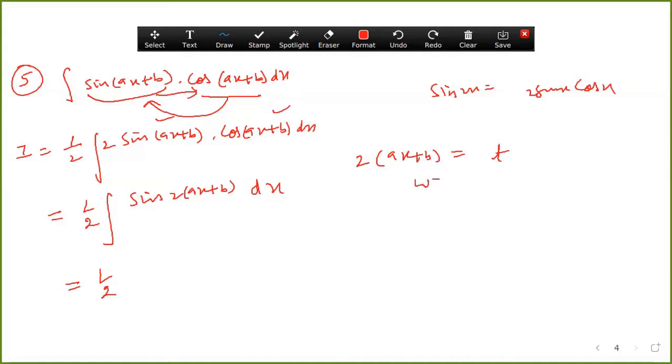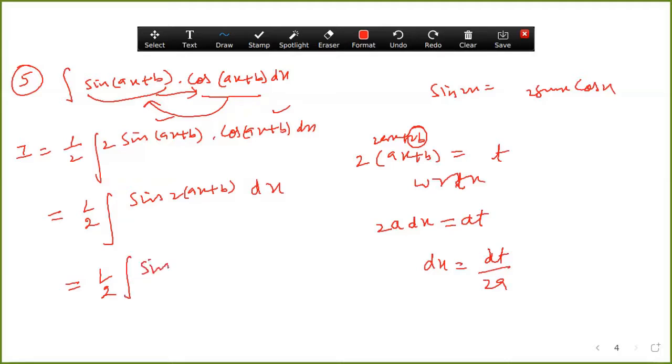Now differentiate with respect to x. What will you get? 2 as it is, a is there, that becomes dt/dx, and 2b is constant, so its derivative is 0. Now dx is equal to dt upon 2a. The question is now sin t, and dx is dt upon 2a. So 1 upon 4a times the integration of sin t with respect to t.